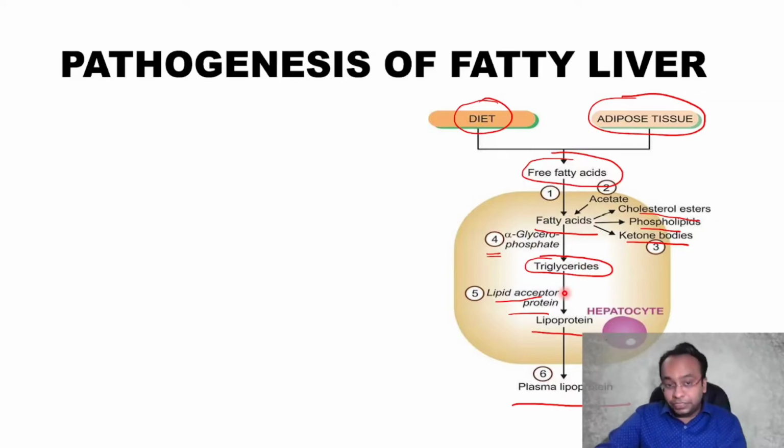Now, suppose the patient is having protein energy malnutrition, then this apolipoprotein is defective. This lipid acceptor protein is not present. So there will be accumulation of triglyceride, because if this protein is not present, then triglyceride will not convert into lipoprotein, and so the triglyceride will get accumulated in the liver. Understand? So any of these mechanisms can be involved in the development of fatty liver. Hope you have understood that pathogenesis, right?